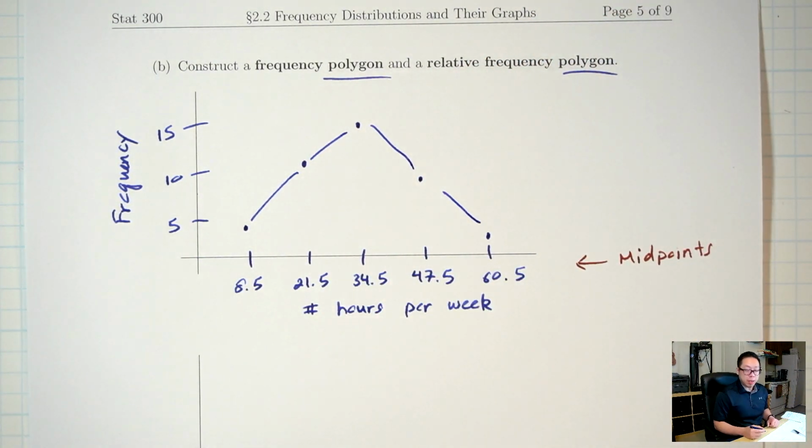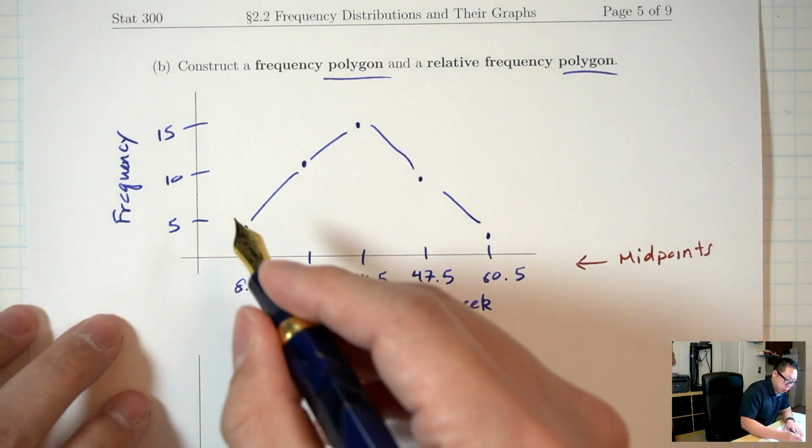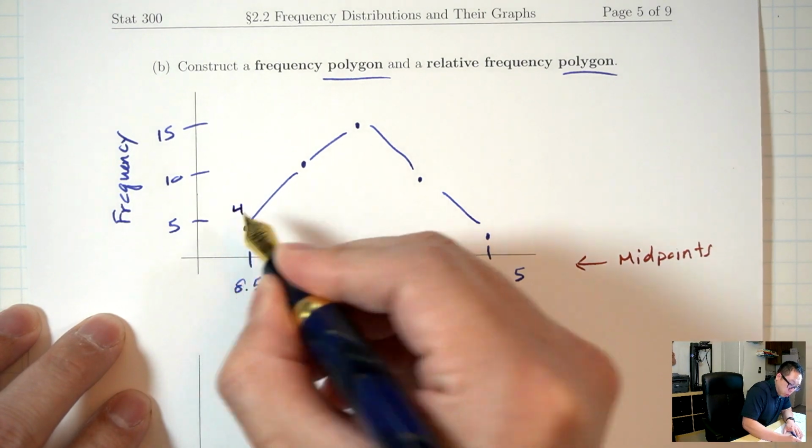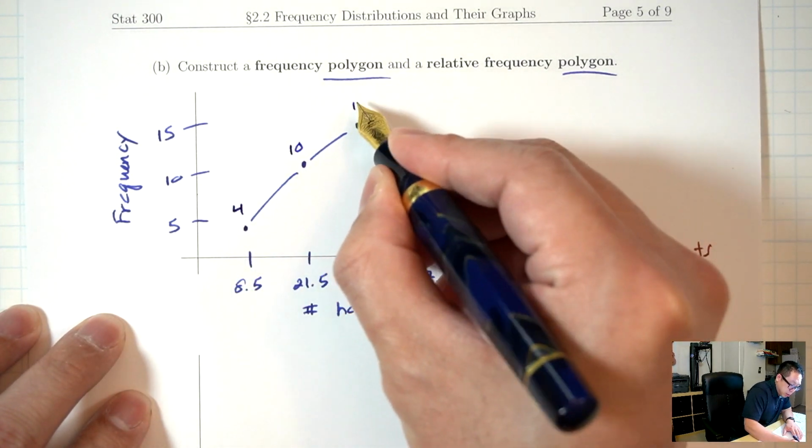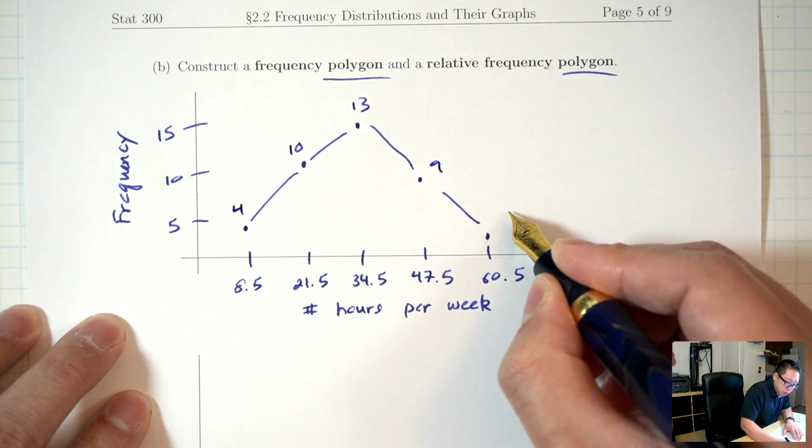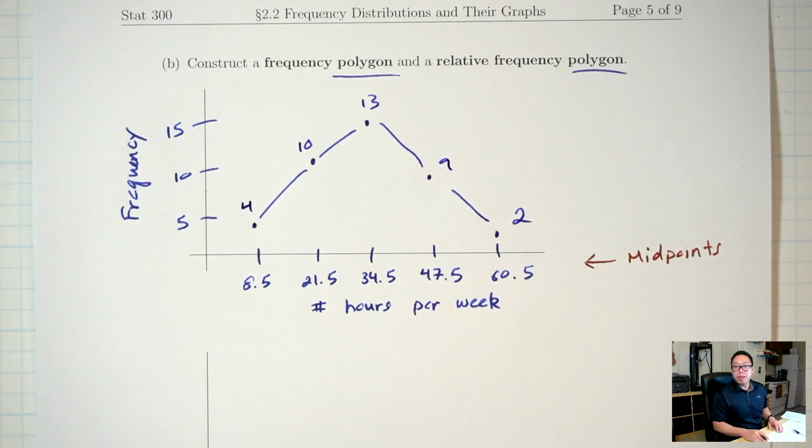And that's a polygon. And then I'm going to label the dots with the frequencies so that it's easier for people to read. The first one, the frequency was 4. The next one was 10, 13, 9, and 2. And that's a frequency polygon.